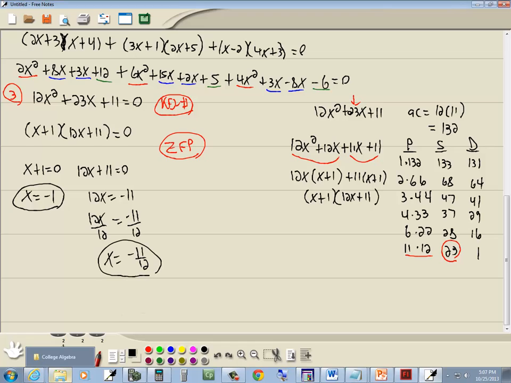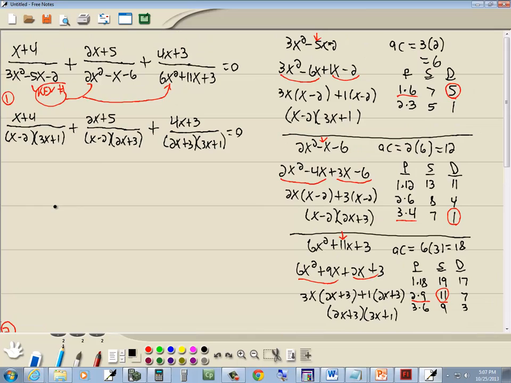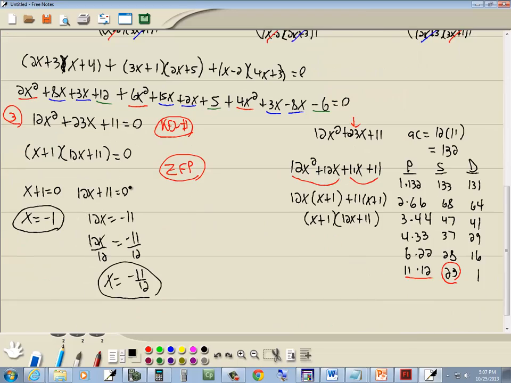Okay, now we need to do step 4. Check to make sure these don't cause any denominator equal to 0. I'm assuming negative 11 twelfths is fine. There's no way that's going to cause a problem on this one. For negative 1, come back up here. I'm going to go to where it's factored. If I put negative 1 in here, negative 1 in here, nothing, no problems. I don't see any problems anywhere with that.